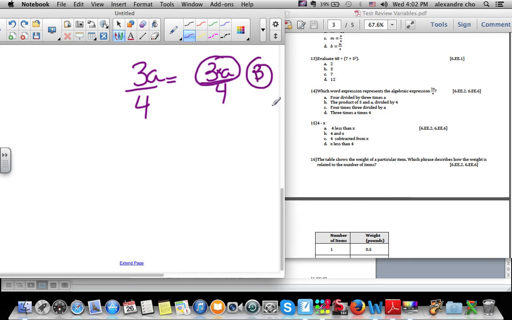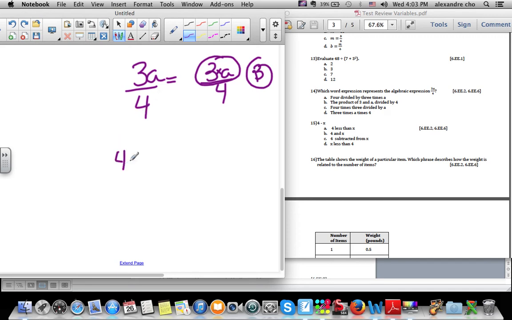Well, let's check C. 4 times. No, 4 is not being multiplied by anybody, so that's garbage. And then D says 3 times A times 4. Well, almost. It's 3 times A divided by 4. Okay, which gives us question letter B.